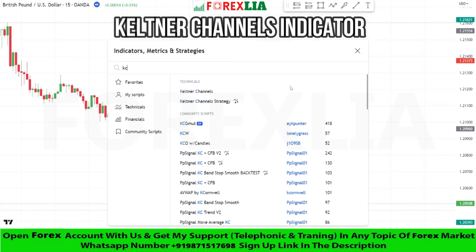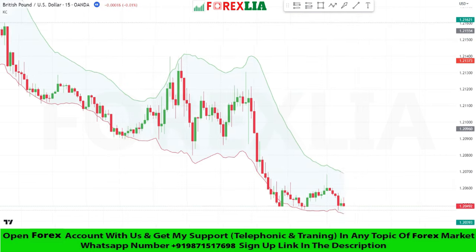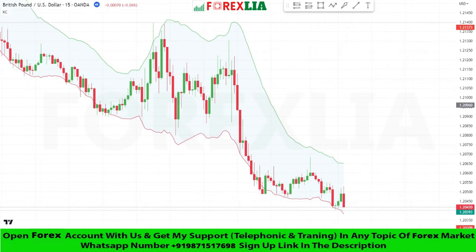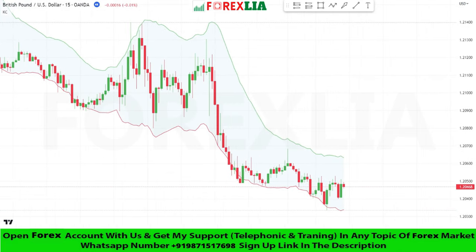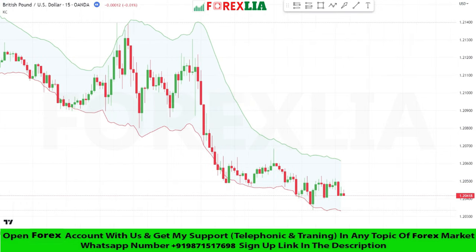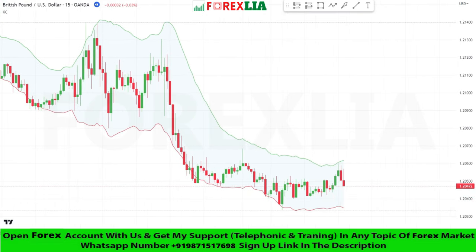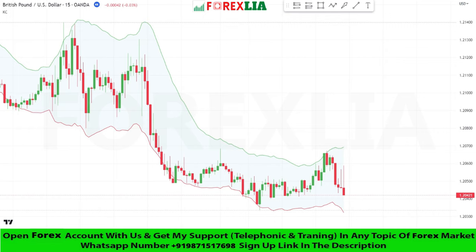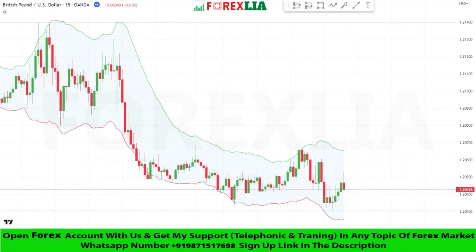For this strategy we need the Keltner channels indicator. If the market breaks up through the green band of the Keltner channels indicator upward, then we take a buy trade.